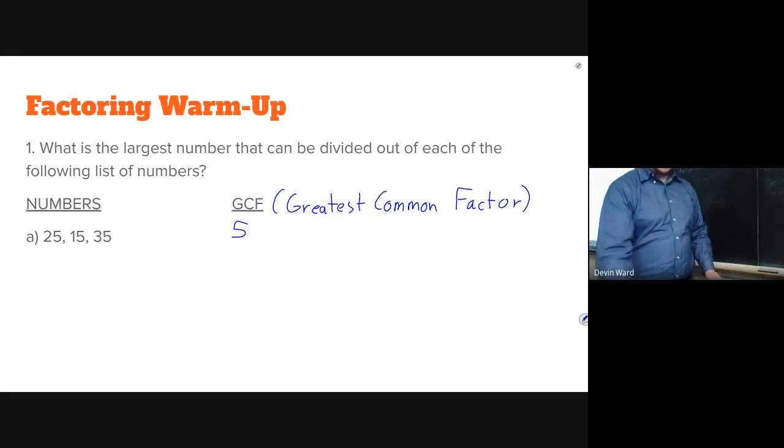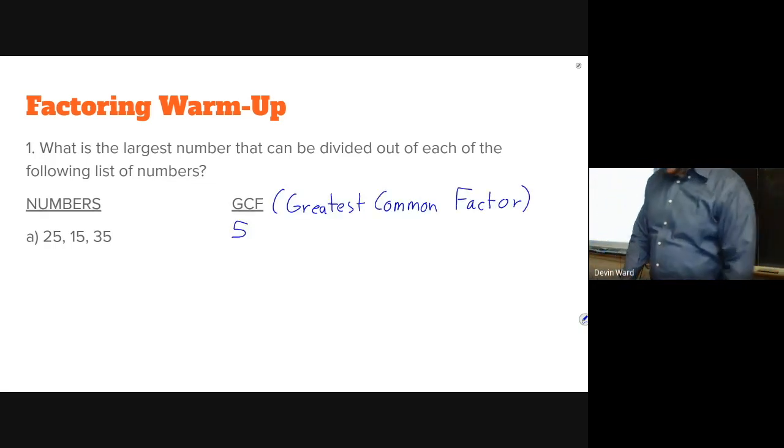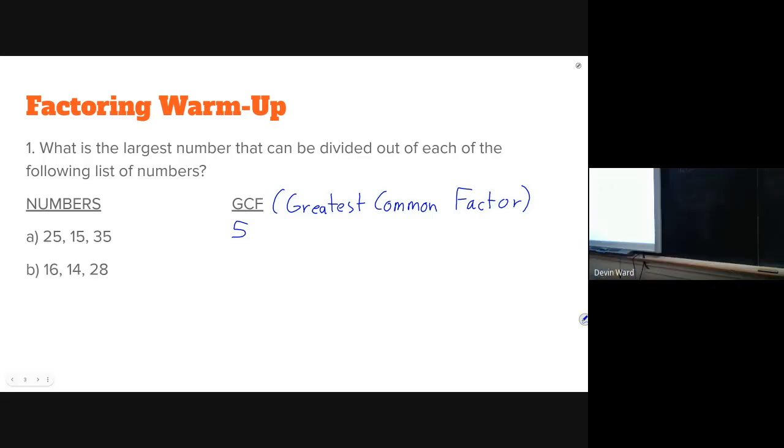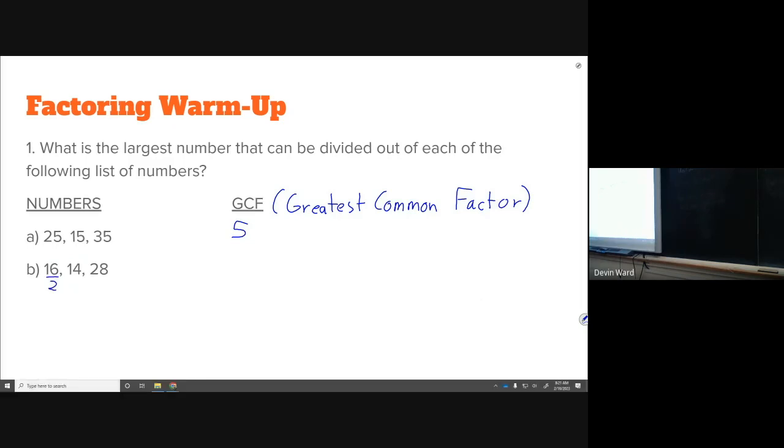is the greatest thing that can be multiplied into everything. Next, 16, 14, and 28: the answer is 2. Because we can divide 16 by 2, we get 8. 14 by 2, we get 7. And 28 by 2 is 14. So our greatest common factor will be 2.